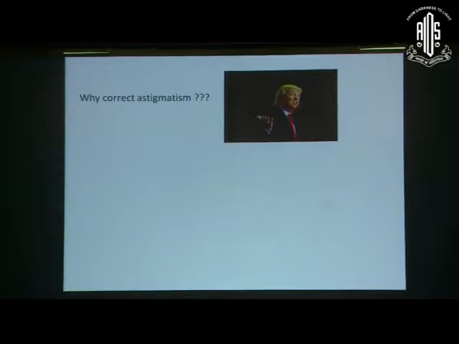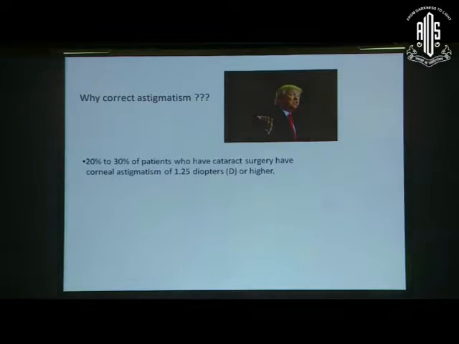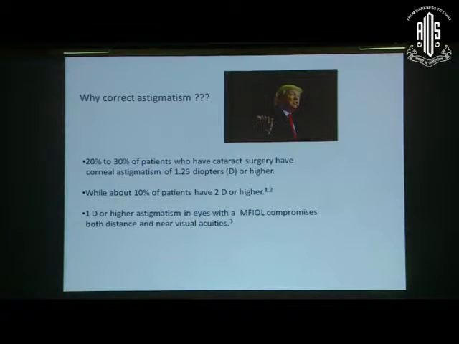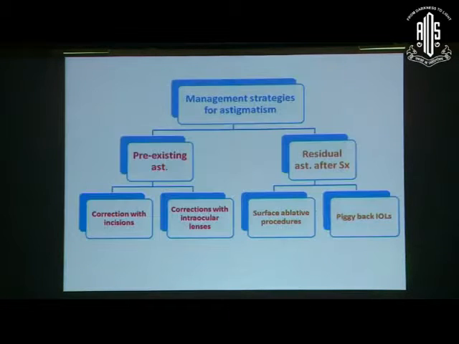So to begin with, the question comes, why correct astigmatism? Literature says that about 20 to 30% of the patients who have cataract surgery have a corneal astigmatism of about 1.25 diopters or more, while almost 10% of the patients have about 2 diopters of astigmatism or more. Moreover, when we talk about premium IOLs like multifocals, it's mentioned in literature that for a multifocal IOL, an astigmatism of more than 1 diopter can lead to significant reduction in visual quality. So yes, we have to correct astigmatism.